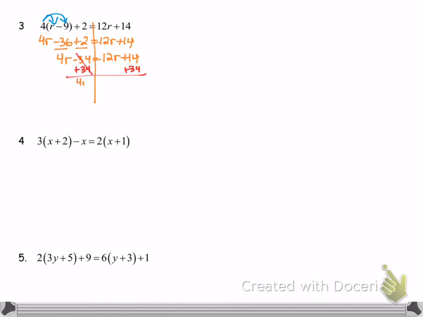And so I have 4r is equal to 12r plus 48. And I want to combine the 4r and the 12r. And since the 4r is already pretty close to being by itself, I'm just going to subtract 12r on both sides. And then I get negative 8r is equal to 48. And then I'm down to dividing both sides by negative 8. And so r is equal to negative 6.